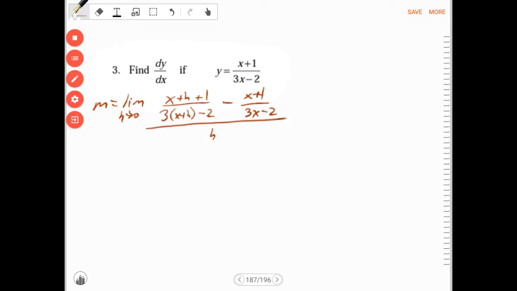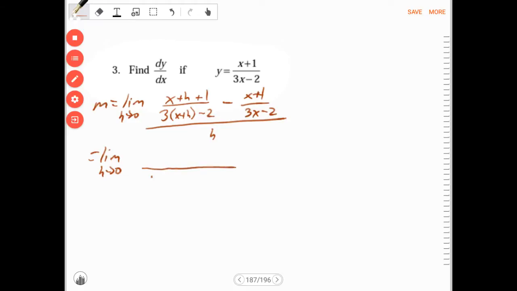Well, remember, we need a common denominator. So the common denominator is going to be just the two denominators multiplied. Not a big deal, because we're just multiplying the two denominators. I'll just show you guys here.